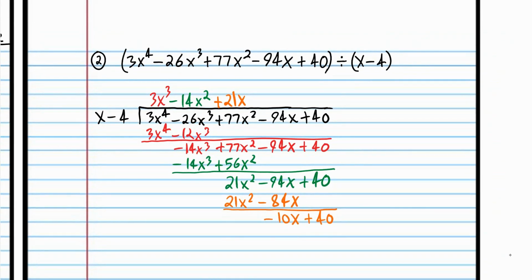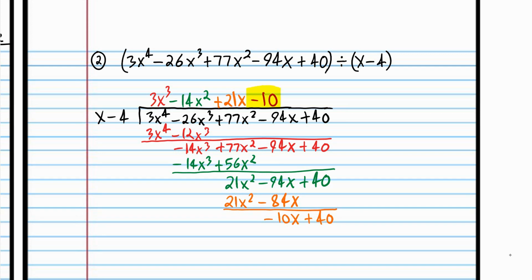Because now the degree here is the same. The degree in the divisor is 1, and the degree down here is 1. They're the same degree. We need to keep going until the degree at the bottom is less than the degree in the divisor. So x times what is equal to negative 10x? And the answer is negative 10. That was step 1 of cycle 4.